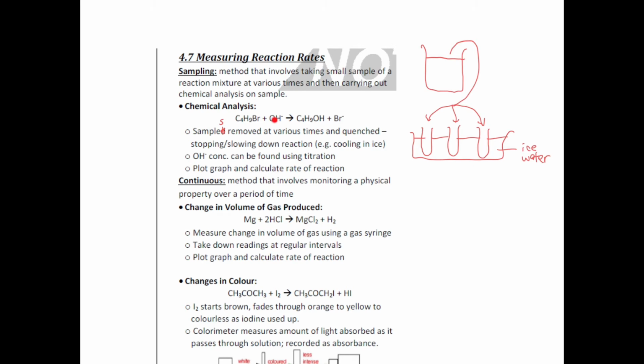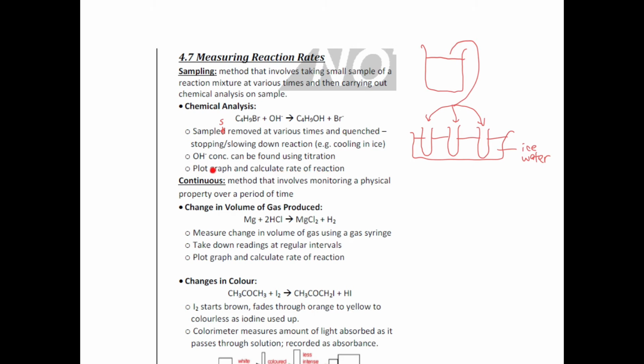The hydroxide concentration keeps decreasing because it reacts to form product. So let's say this is the initial one, this is after 5 minutes, and this is after another 5 minutes. You take each of the samples to do titration to check the amount of hydroxide. Then you plot a graph and calculate rates of reaction.